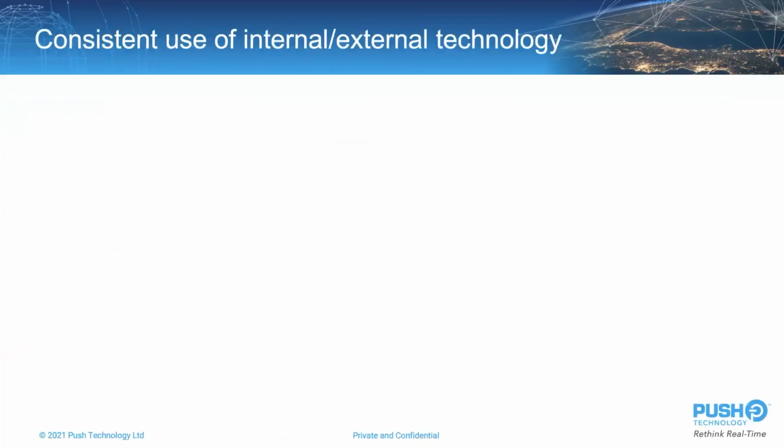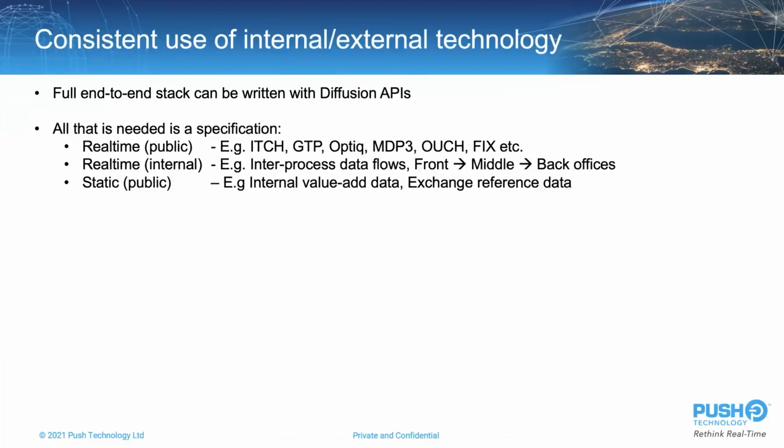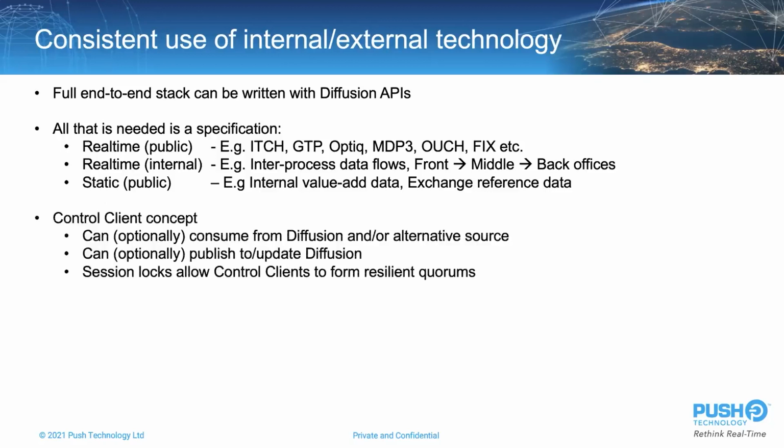One final point I'd like to make is around the consistent use of internal and external technology. What we've gone through so far is that the full end-to-end stack of an electronic trading platform can be written with Diffusion APIs. In terms of data ingress, all we really need is a specification. So here are some example market data protocols. We also have the internal feeds, for example, that we have written adapters for. And we have written consumers of static data, like reference data from exchanges and so forth. It takes about 1 to 2 days to write an adapter, as I've already mentioned.